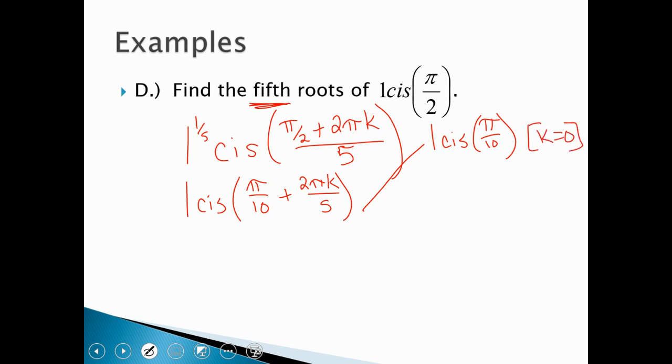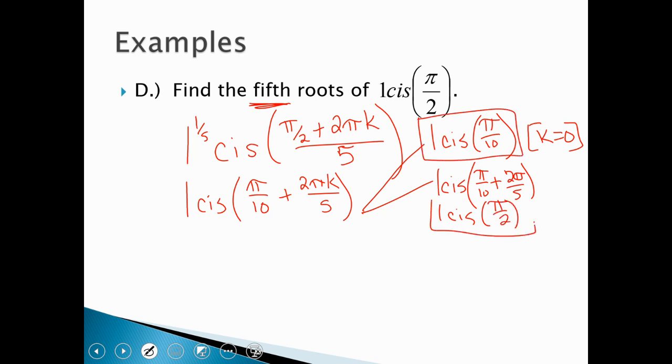And then you're going to keep going up till you get all of your roots. So then we're going to take pi over 10 plus 2 pi times 1, so k is going to be 1 when you plug it in, over 5. So I'm going to have pi over 10 plus 2 pi over 5. 2 pi over 5 is 4 pi over 10. That ends up being 5 pi over 10, or pi over 2. So here's your first fifth root. Here's your second fifth root. We still need 3 more.